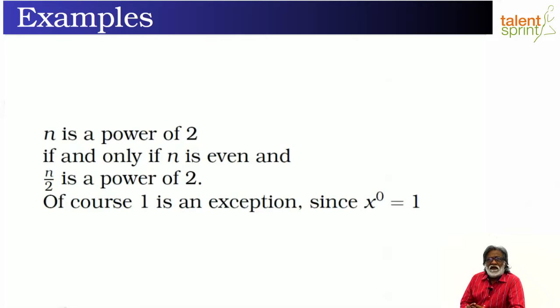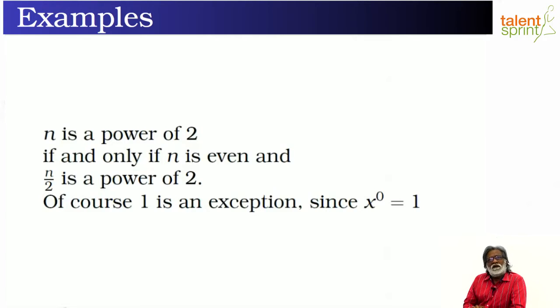We say n is a power of 2. What does it mean? It must be even. Okay, if n is even, what does it mean? It is divisible by 2. So what happens next? If it is divisible by 2 and whatever you divide is also a power of 2, then the original is a power of 2. That's what we have written there. n is a power of 2 if and only if n is even and n by 2 is a power of 2.